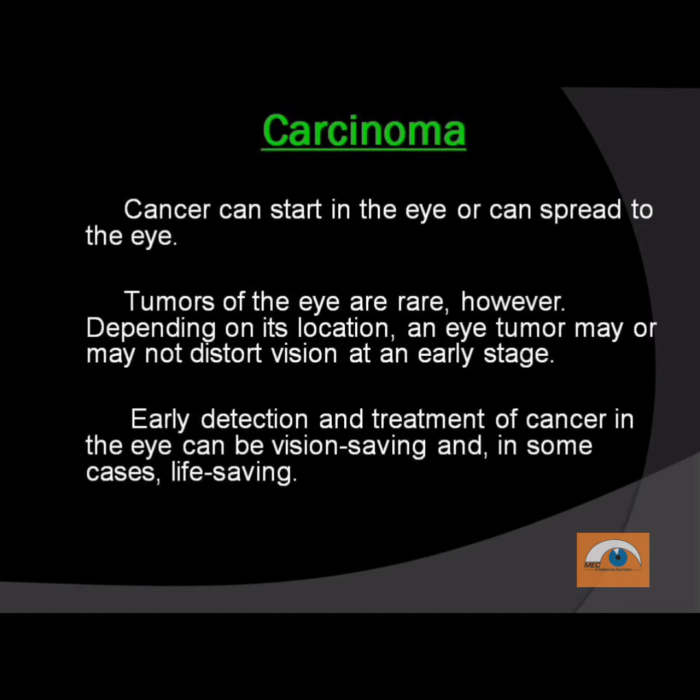Carcinoma. Cancer can start in the eye or can spread to the eye. Tumors of the eye are not seen often. However, depending on its location, an eye tumor may or may not distort vision at an early stage. Early detection and treatment of cancer in the eye can be vision-saving, and in some cases, life-saving.